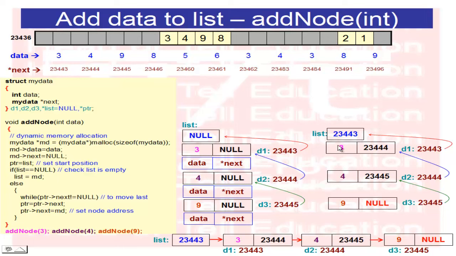Okay, so first we check ptr of next is not equal to null, correct, not equal to null. So we assign ptr equal to ptr next, means this address we assign. So again check ptr of next is not equal to null, so this next is null. Okay, so I have assigned ptr of next equal to md. So this is my data variable. Now this time all three variables are added by using dynamic memory allocation with the self-referential structure.